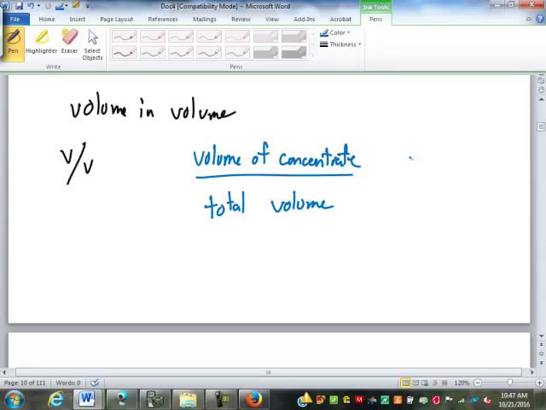This is most often used when we have either a liquid medication, a liquid serum that's being diluted in water, or we have an already mixed solution and we're diluting it down to a lower concentration or a lower percentage. So a dilution, in other words.